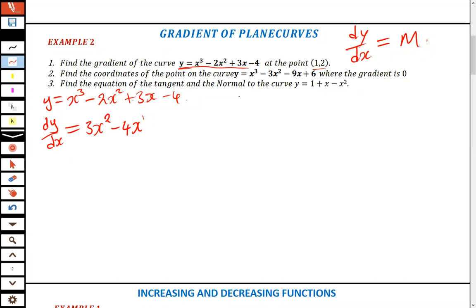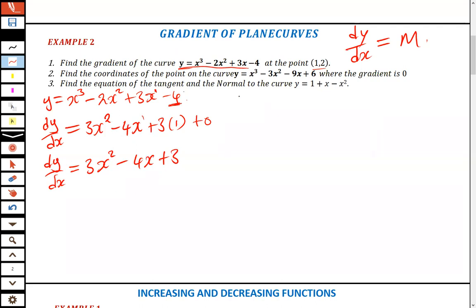Then we have this one: the power 1 times 3 gets 3, then 1 minus 1 gets 0. x to the power 0 is simply 1, so we can write that one there if you want. Then the derivative of a constant number we said is 0. So dy dx simplifies to 3x squared, then minus 4x, then plus 3. This is our dy dx.